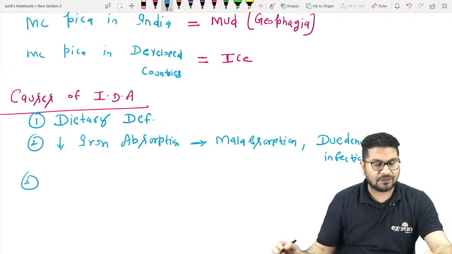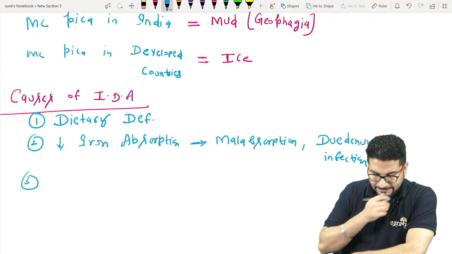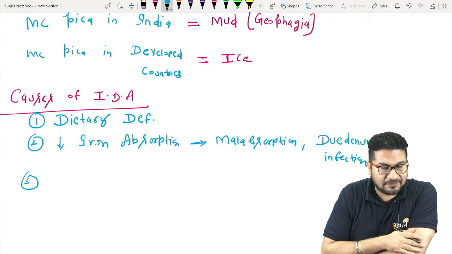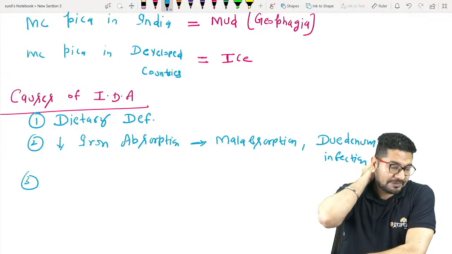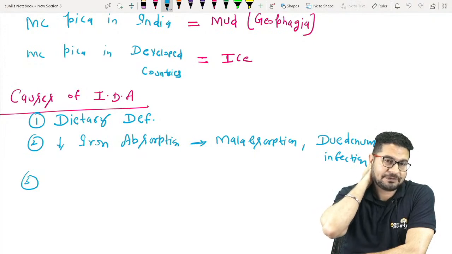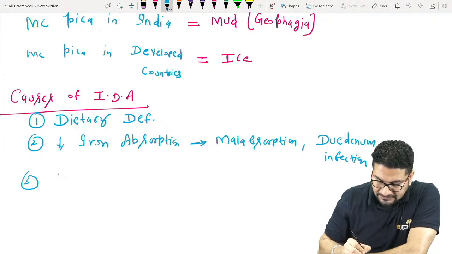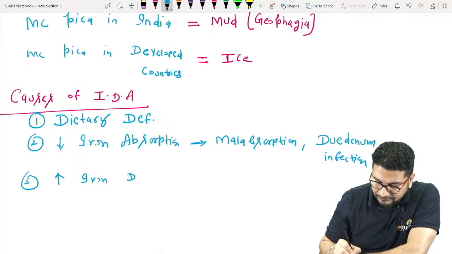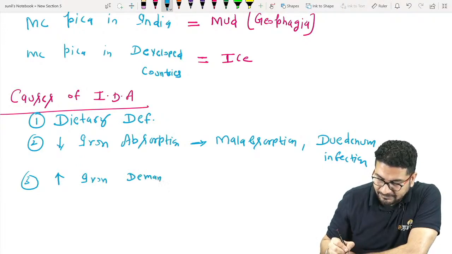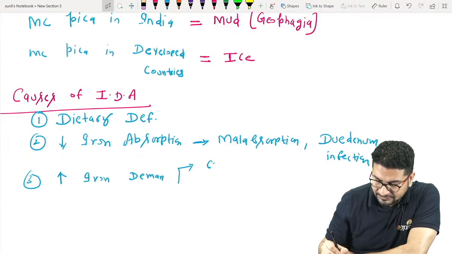If I say the third cause of iron deficiency, this can occur whenever there is more iron requirement, but you are not taking iron as per requirement. That is, there is increase in iron demand or increase in iron requirement. So remember, there is more iron demand in children. There is more iron demand in pregnancy.